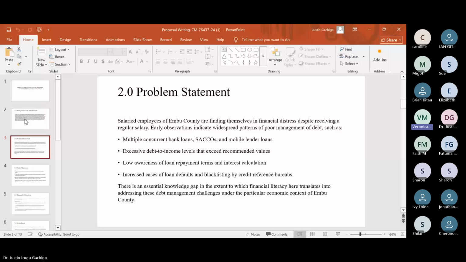Excessive debt-to-income levels that exceed recommended values. You calculate this by getting the expenses over the gross income, and the debt-to-income level should be less than 36%. The low awareness of loan repayment and how interest is calculated. And the other one is the increased cases of loan defaults. We've seen so many being blacklisted, and the majority being followed up by auctioneers due to failure of payment.